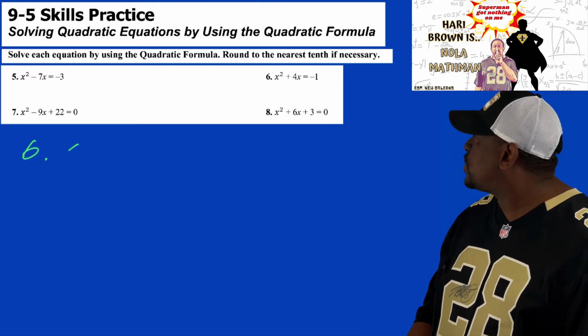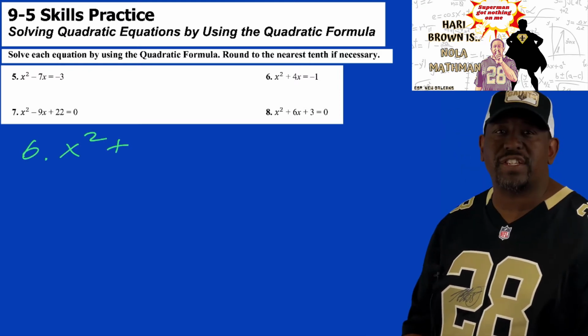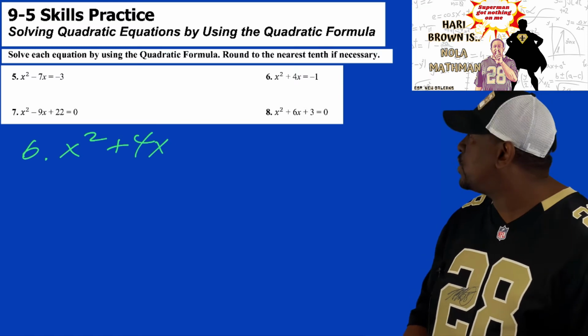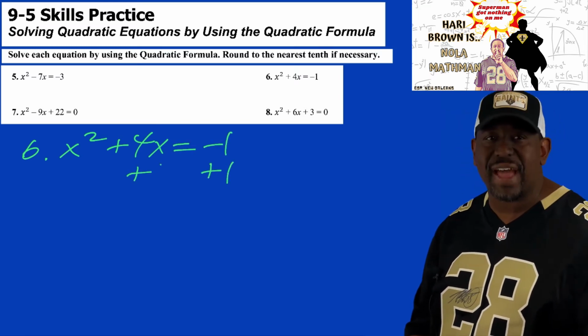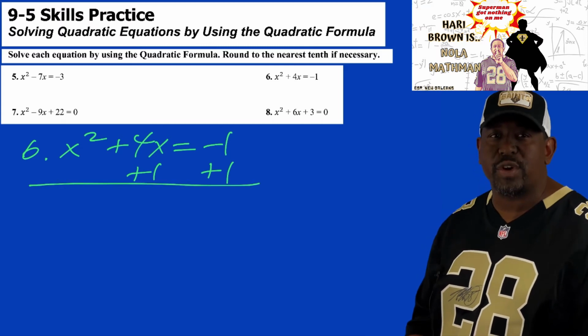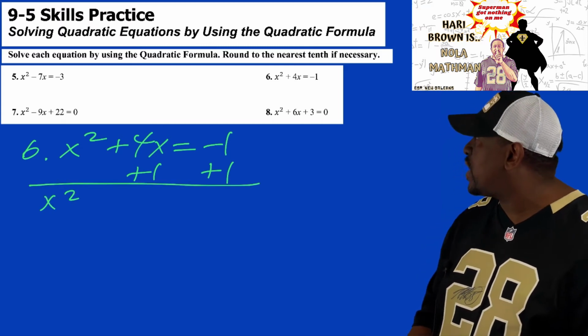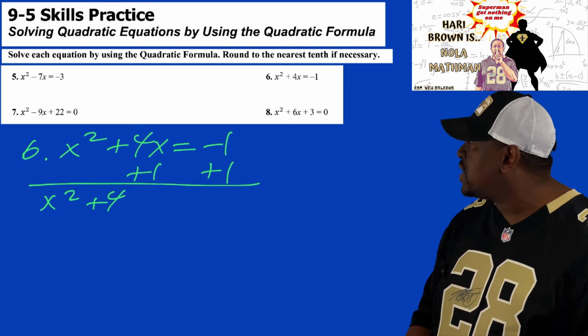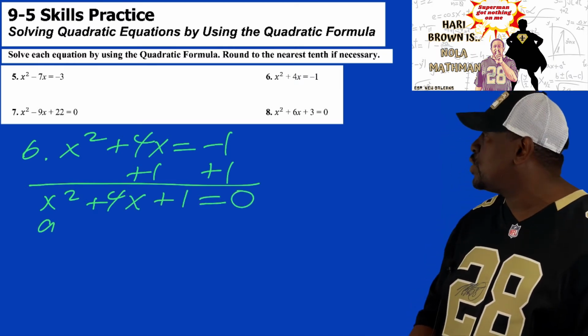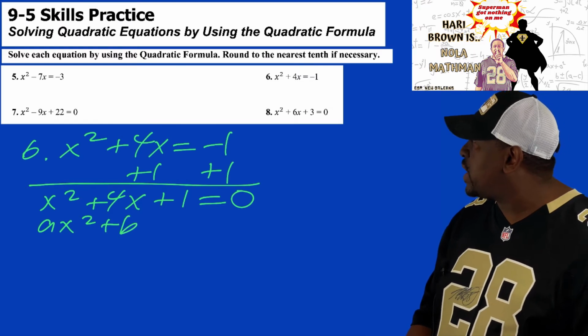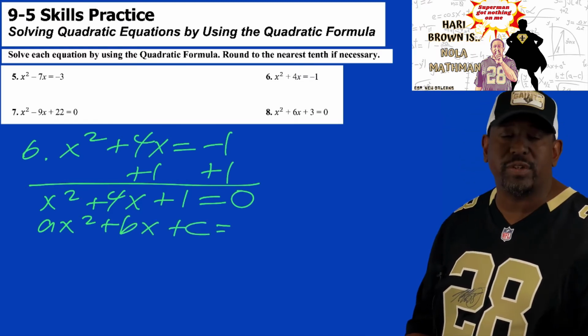We're going to do number 6. So we have x squared plus 4x equals negative 1. So again, in order to use the quadratic formula, you have to have it in the form of ax squared plus bx plus c. So you have to add 1 to both sides to make the right side of the equal sign equal to 0. So that's what we do. We're left with x squared plus 4x plus 1 equals 0.